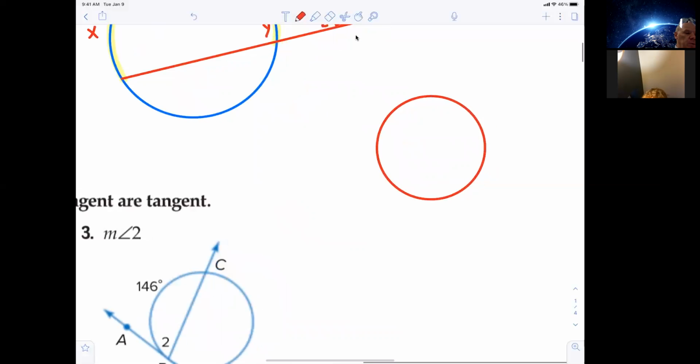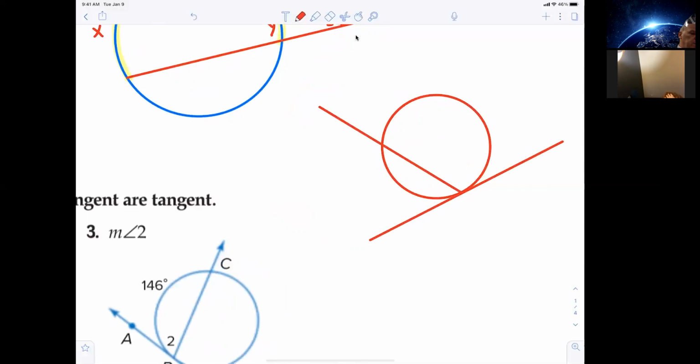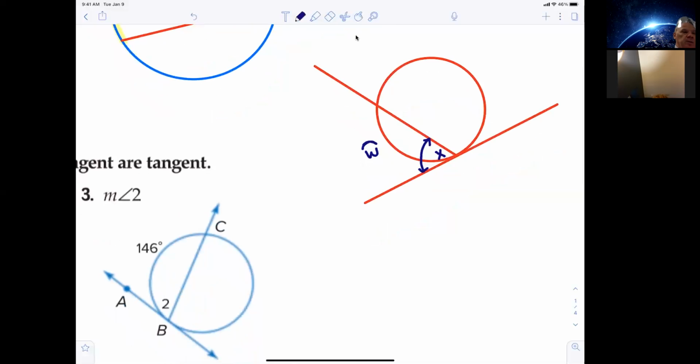So if I'm going to draw a tangent line, and then I'm going to draw a secant line. Now this one's a little harder to see, but I just want to make sure I'm referring to this angle right here. This is the angle that I'm referring to. So if I call this arc W, and I call this X, what's the relationship between W and X?